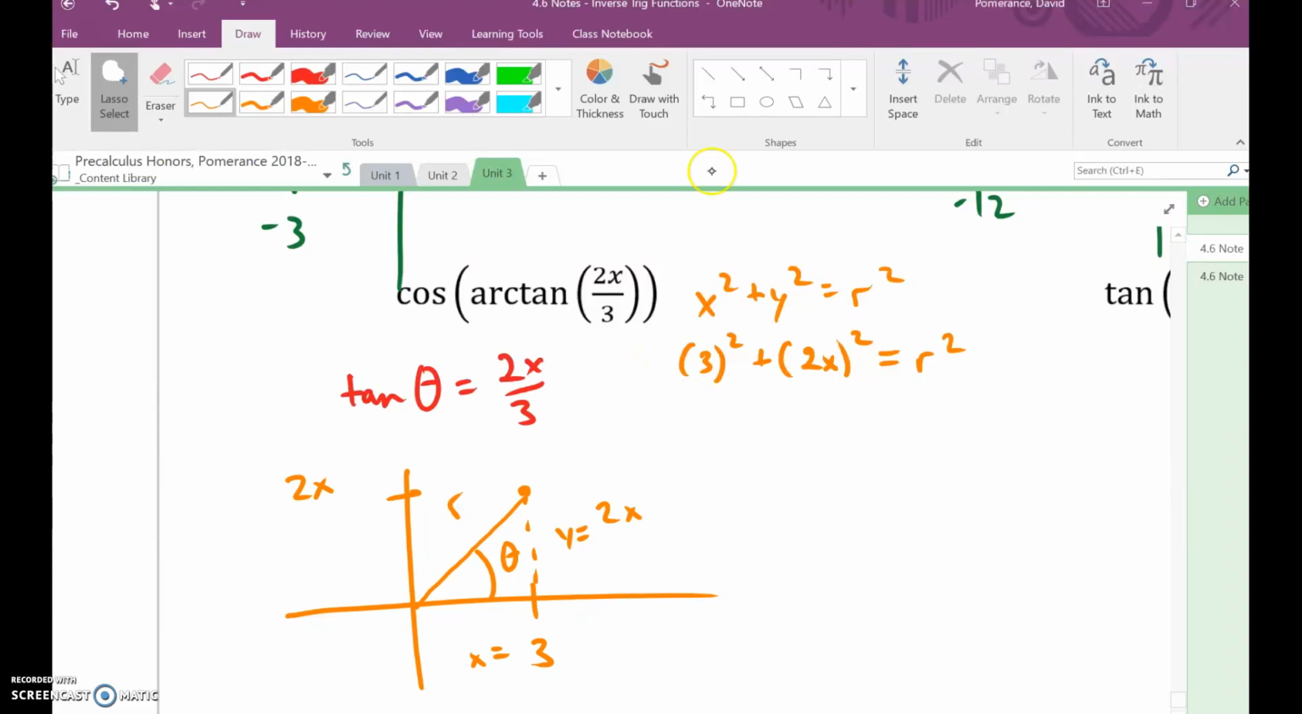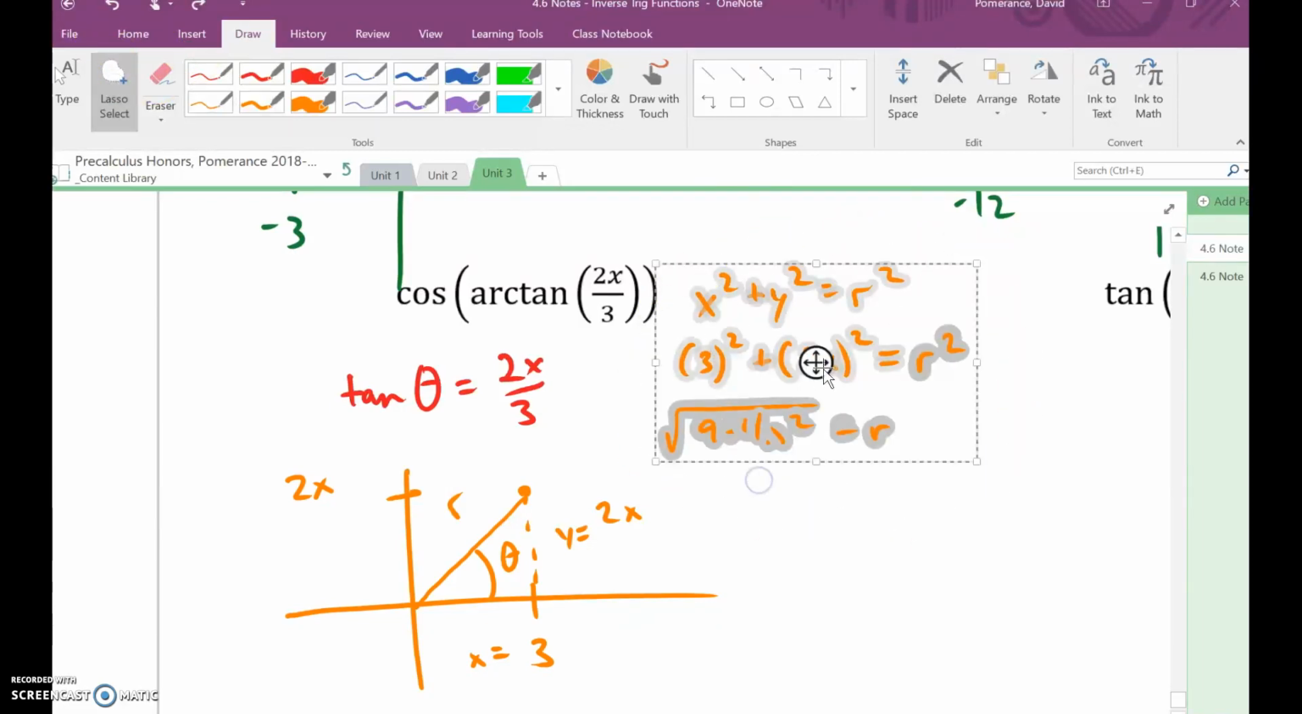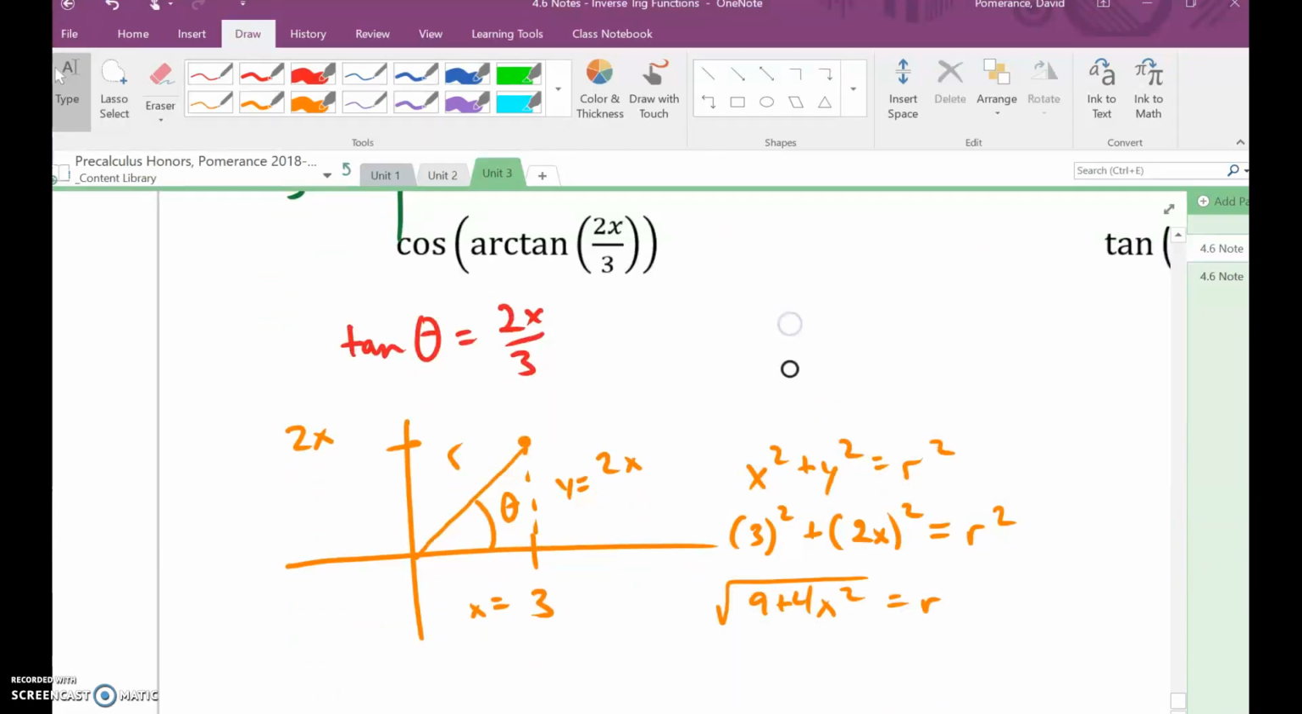So anyway, we know that r equals the square root of 9 plus 4x squared. That's my r value. So if I'm going to try to take the cosine of theta, well, oops, hold on a sec. All right. So we're going to find the cosine of that angle. The cosine is the x value, or 3, over the r value of the square root of 9 plus 4x squared.